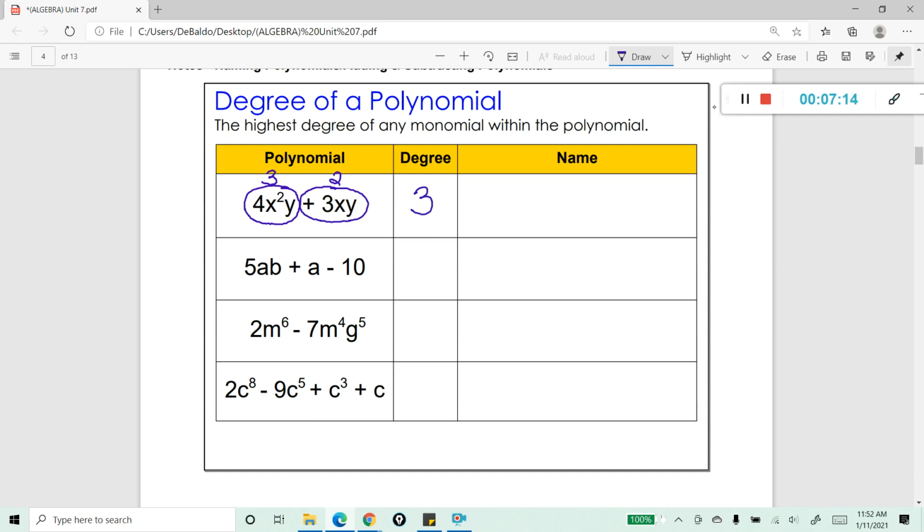Now, to give it its full name, you want to take its highest degree and say, well, it's a third degree, which means it's cubic. And we also see that we have 2 terms here. So this is going to be a cubic binomial.